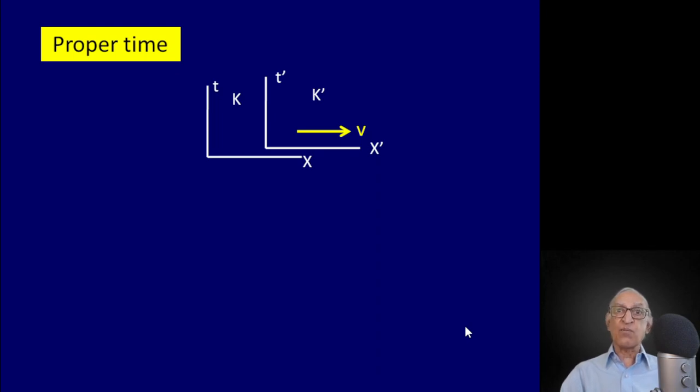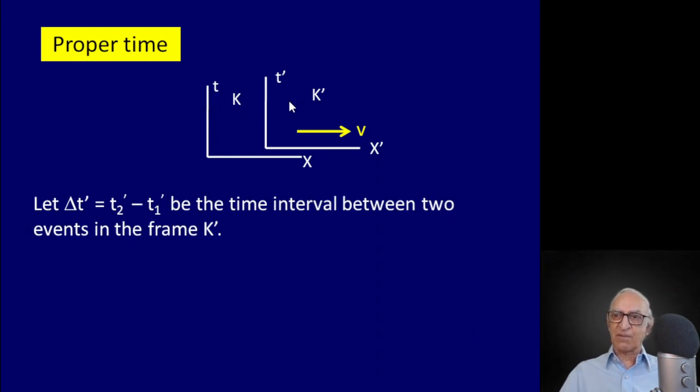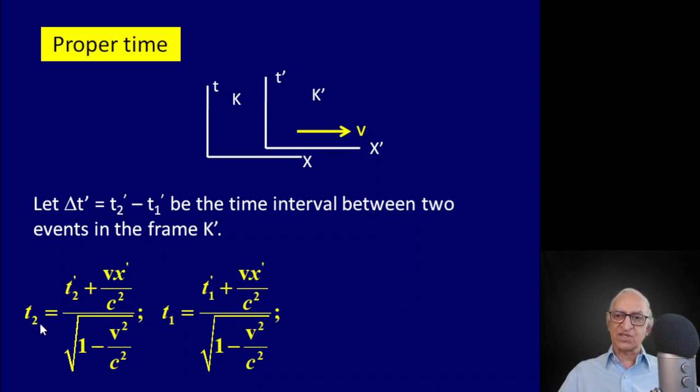Now, what is proper time? Proper time is the time that is recorded by a moving clock in its frame. So, let there be two frames, K and K prime, where the coordinates are x, t and x prime, t prime. The frame K prime is moving with respect to K with a uniform velocity V in the x direction. And let delta t prime equal to t2 prime minus t1 prime be the time interval between two ticks of a clock in this moving frame. Then, what are the times at which the ticks are seen according to the frame K? They are t1 and t2, which are given by the Lorentz transformation that I wrote down in the previous slide.